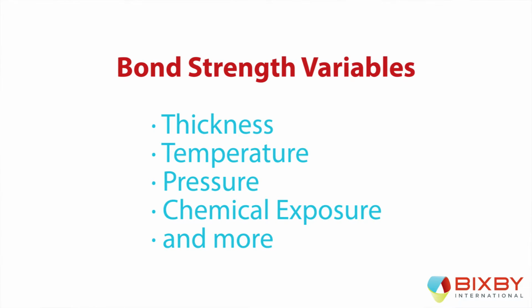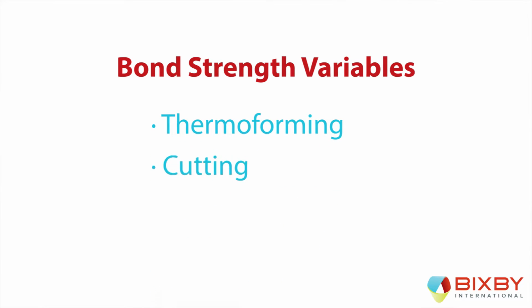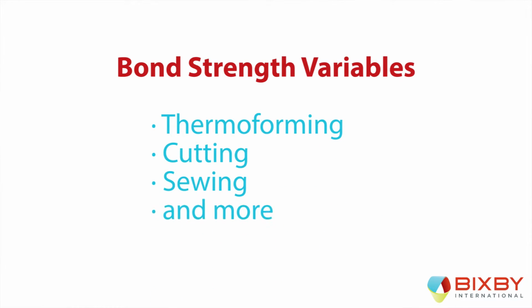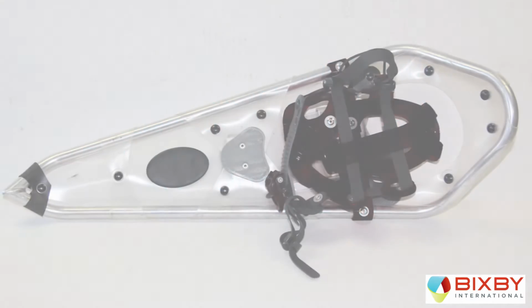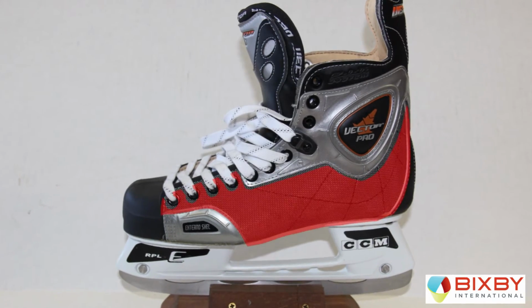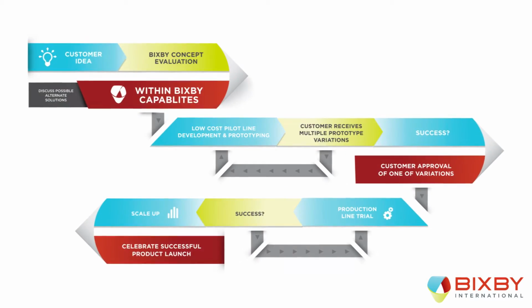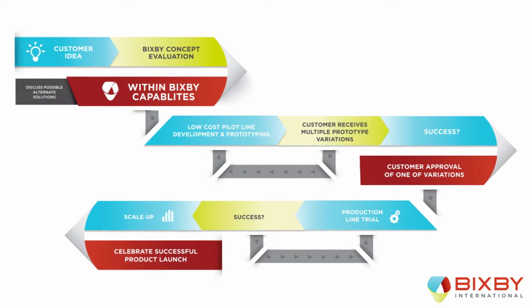In addition, post-process is conducted on the laminate to fabricate a final product such as thermoforming, cutting, and sewing can also compromise an application's ultimate bond strength. It is critical to select and test the tie layers and the interactions of all substrates used in a laminate for performance in the same mode in which the product will ultimately be used. Success of the end product depends on the attention to the details of constructing a laminate, from selection, processing, and assembly, all the way through to designing for the final product's use environment.